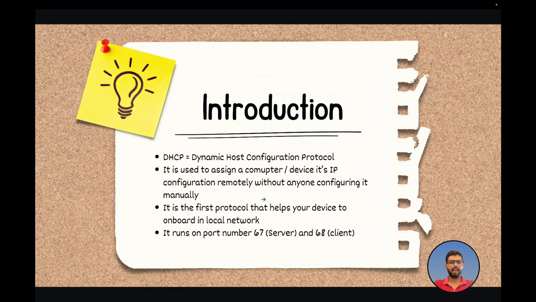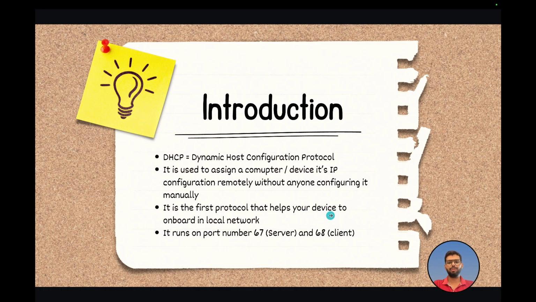And the last point in the introduction is that it runs on port number 67 for the DHCP server and 68 for the DHCP client. Whenever we want to get an IP address, our machine which doesn't have an IP address, let's say your phone, falls under the DHCP client, because we want to get an IP address. And there is a DHCP server, which will be responsible for providing us an IP address or other configurations. That is the main difference between DHCP server and DHCP client.